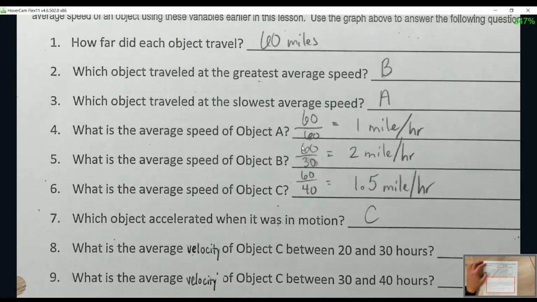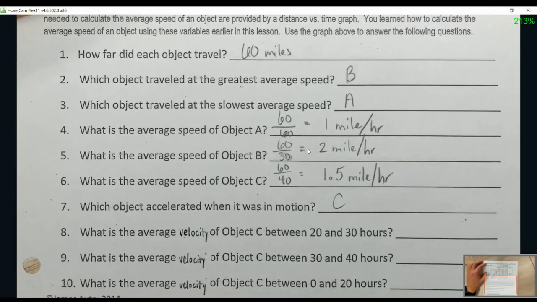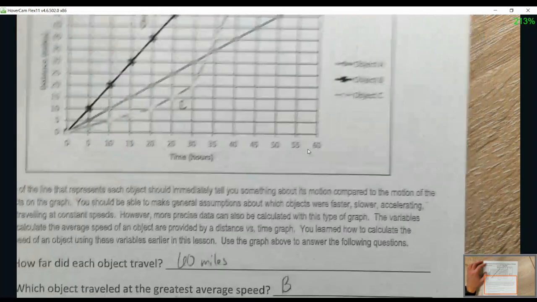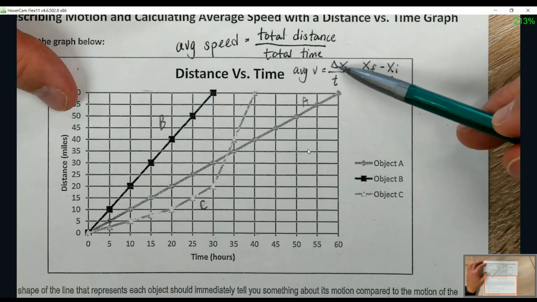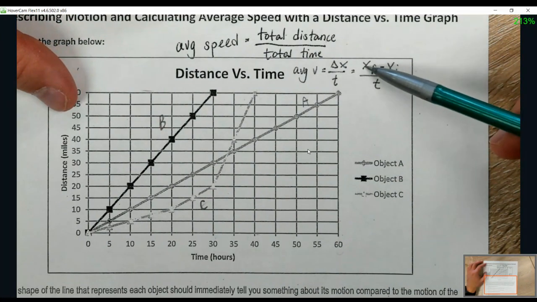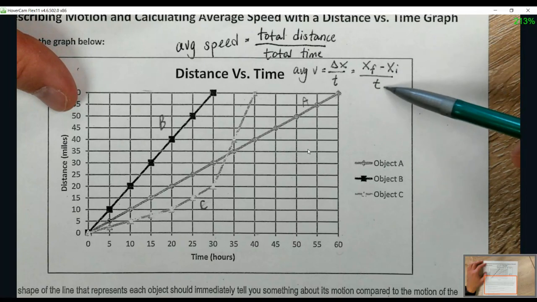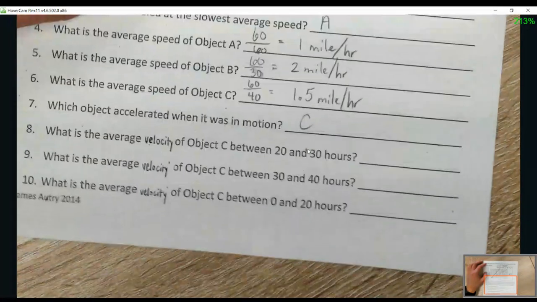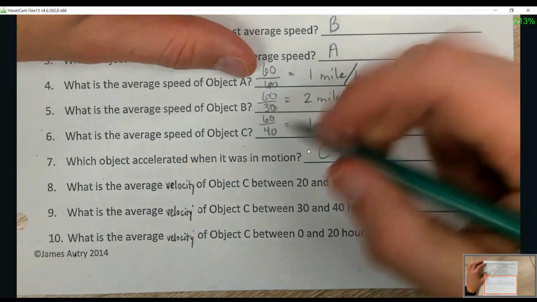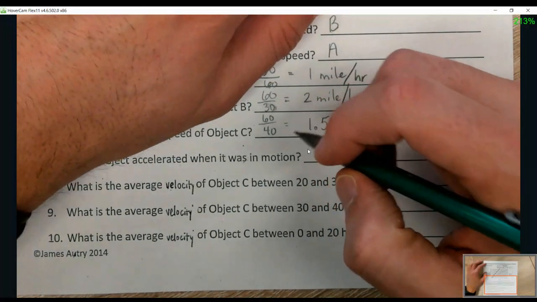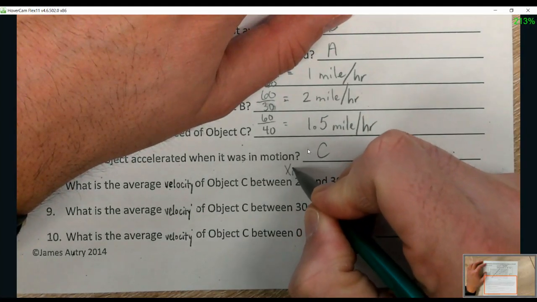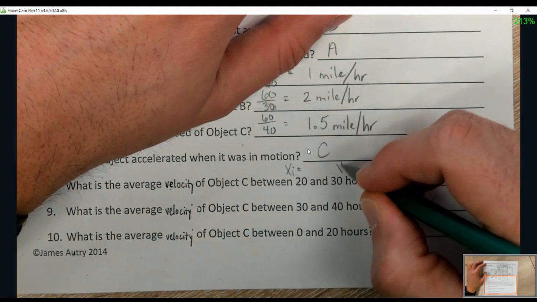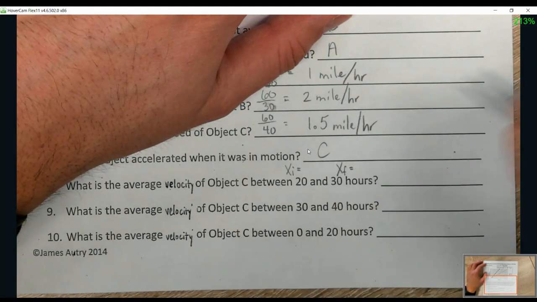What is the average velocity between 20 and 30 hours? So for this, the velocity equation we have up at the top is delta x over t. Delta x stands for displacement, which just means the final position minus your initial position, over the time. So how I like to say it is, wherever you are at 20 hours, that's going to be your initial position. Wherever you are at the 30 hours, that's your final position.